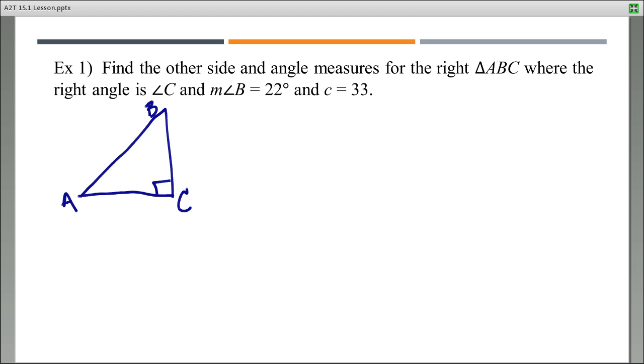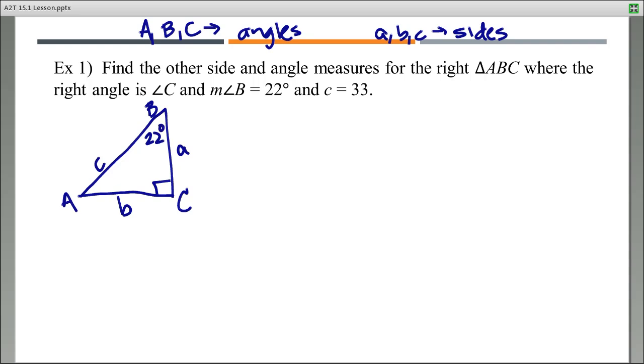Oh, that brings up a good point. They're going to use the capital letters A, B, C to represent the angles, and lowercase letters to represent the sides. You probably already knew that, but just in case, better that I say it. All right, so we've got angle A, angle B, angle C, and then the sides opposite. This would be side a, this one would be side b, and this one would be side c. And what they gave me was that B is 22 degrees, so I'll fill that in. And they gave me that side c is 33.